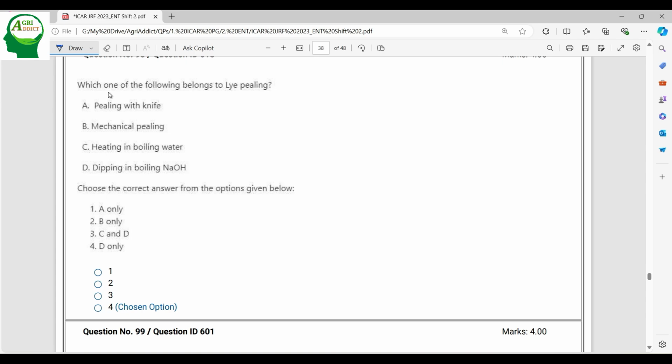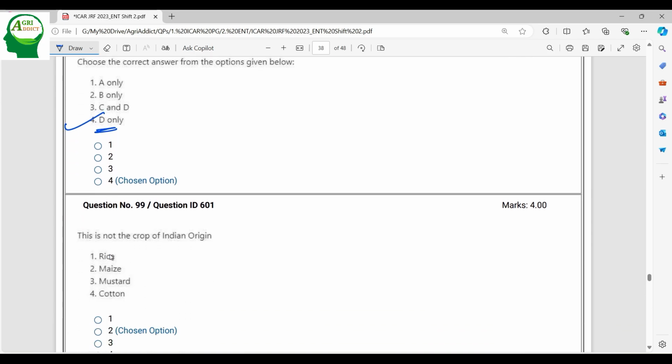Which one of the following belongs to lye peeling? So lye peeling, like in onion, lye peeling is there. Lye peeling is a post-harvest technology. So mainly dipping in boiling NaOH. That is option C, the correct answer. It belongs to lye peeling. Dipping in boiling sodium hydroxide.